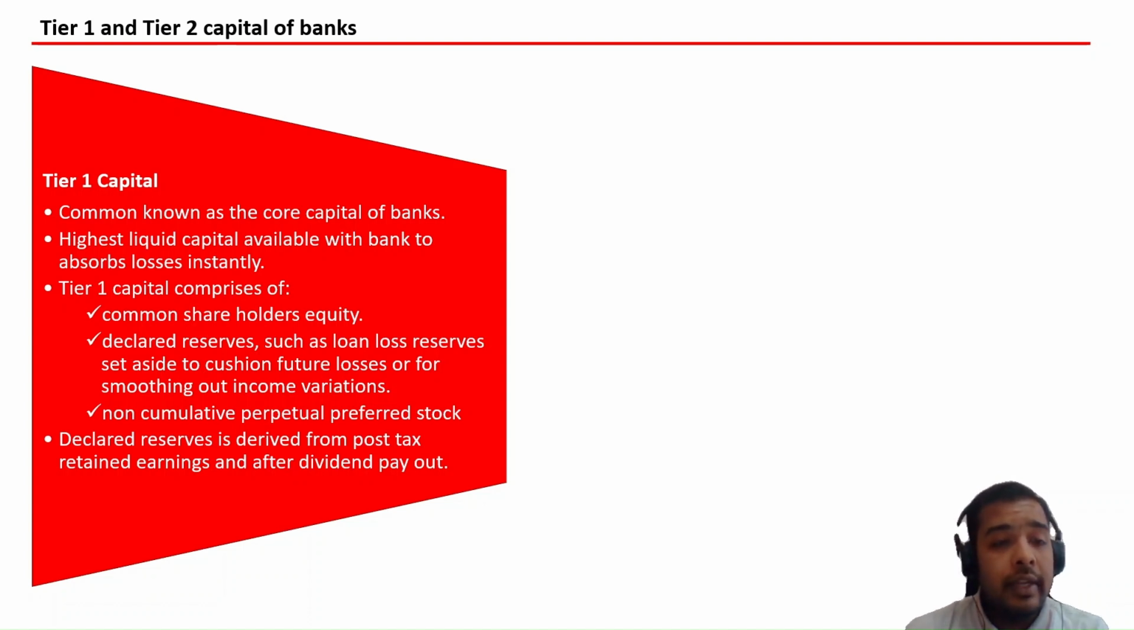Let's discuss what it mainly comprises. It is first comprised of common shareholder equity, and second it includes declared reserves such as loan loss reserves or other cushions kept for future losses or for smoothing out income variations. It also includes non-cumulative perpetual preferred stock. These are the most liquid assets that the bank has in the form of core capital and can be used instantly to absorb its losses. Declared reserves come from post-tax retained earnings after dividend payout.